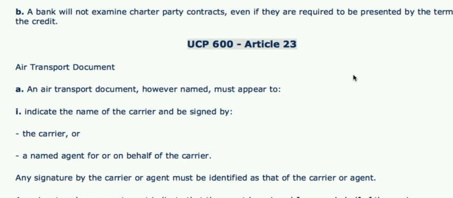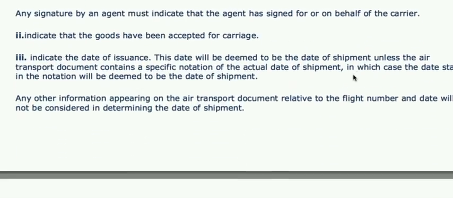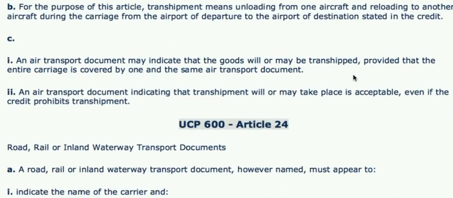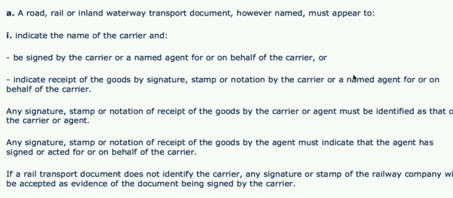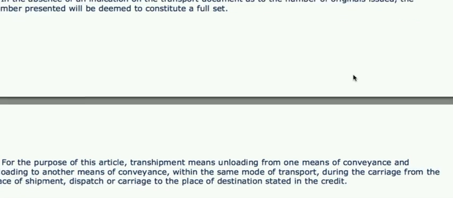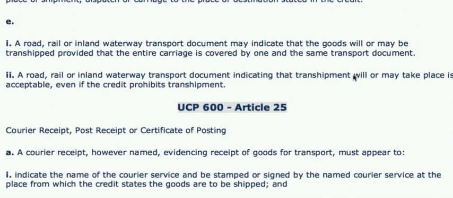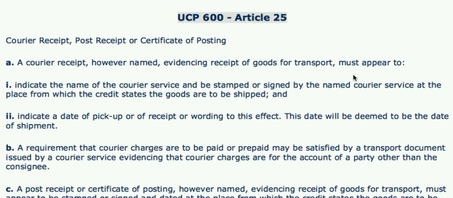23 speaks about the air transport document, and then Article 24 speaks about road, rail, and inland waterway transport documents. Everywhere it is there, it must be signed by the persons authorized to sign them. It must be stamped if required, and if the agent is signing, it must be signed on behalf of the master. Then courier receipt, post receipt, and certificate of posting.